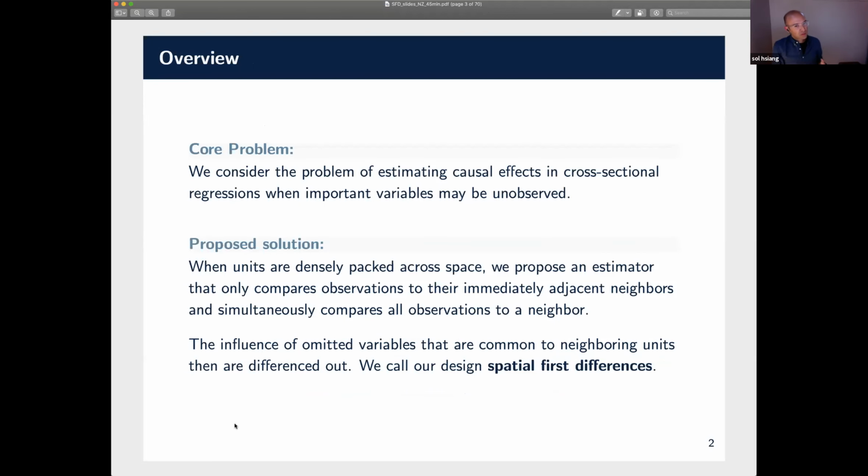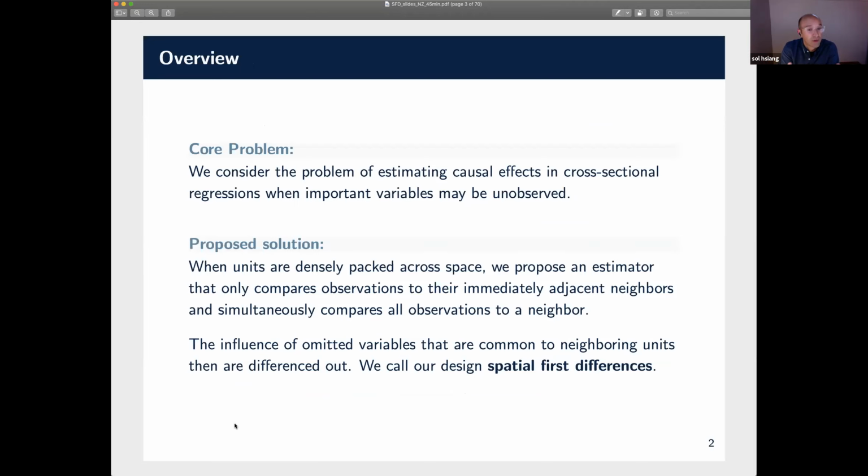So what we want to do is ask the question, can we simply look at a context in which we have cross-sectional data where we have no instruments, and can we try to get as close as possible to something we might consider a plausibly causal effect?